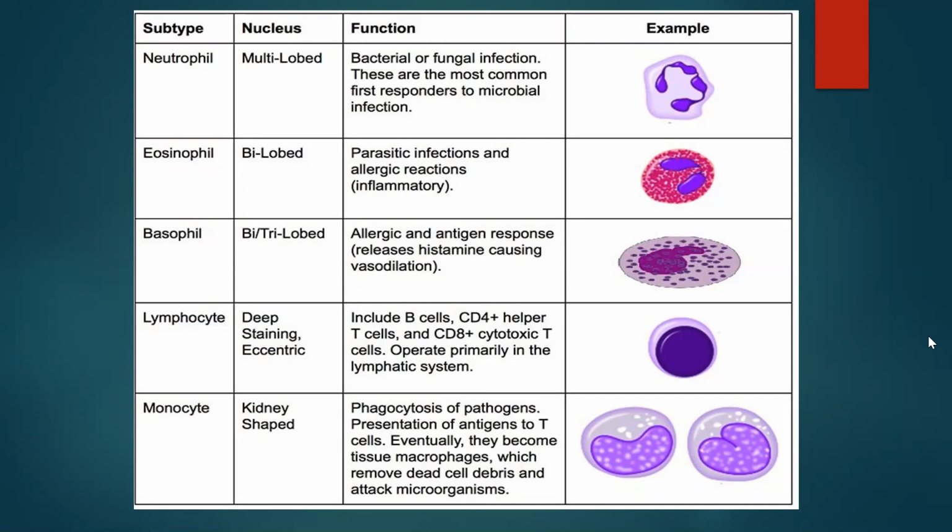Now, next we have lymphocyte. If we talk about the nucleus, it is deeply staining; stain is basically the dye, right? So the nucleus is deeply stained, meaning it is darkly stained. Then it is eccentric. What is the meaning of this? It means there is no center; it is not occupying a particular center. You can see one edge is touching the boundary, and another one is not touching the boundary. So this is the meaning of eccentric.